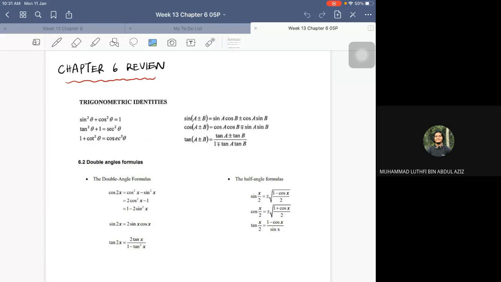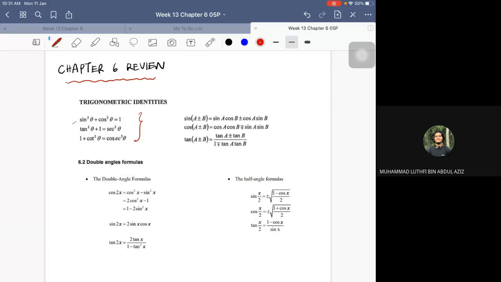So first of all, what we learn is we come across the trigonometric identity. So ada 3 trigonometric identity that we come across. So which is sin square theta plus cos square theta equal 1. So I'm pretty sure yang you familiar, dah biasa tengok this property. And then we also have tangent square theta plus 1 equals secant square theta. And the last one is 1 tambah cotangent square theta is equal cosecant square theta.